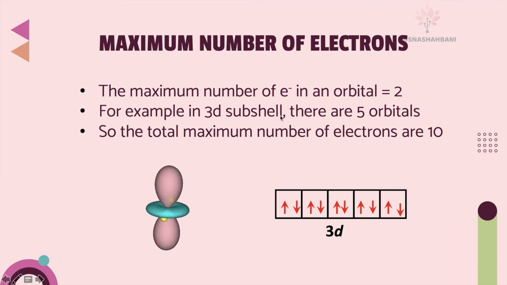For example, in the 3d subshell there are 5 orbitals, so the total maximum number of electrons is 10. So this is the 3d orbital diagram. We have dxy, dyz, dxz, dx square minus y square, dz square. In each orbital, the maximum number of electrons that can occupy it is 2 electrons.